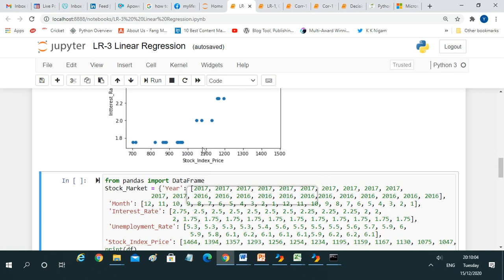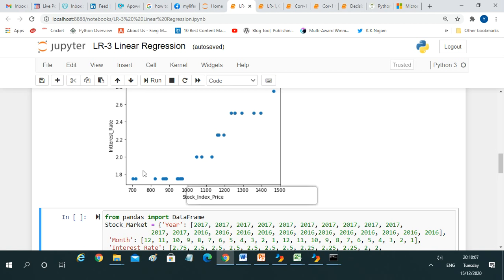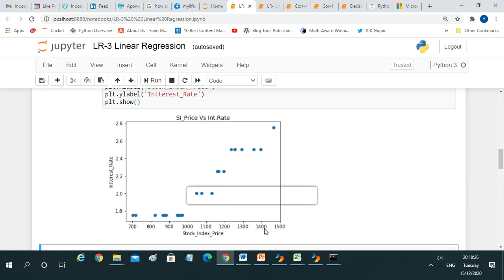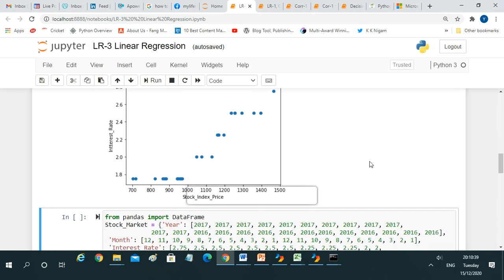Just by looking at this, we can see how the two are related. From this point up to almost 1,000 points of the stock index, it is stable, it is moving in the same direction and at the same level. Then from here it changes, and up to 1400 it is increasing, and then at 1500 it has peaked. So that is how we can find out the relation, how it has progressed in the period we are considering.